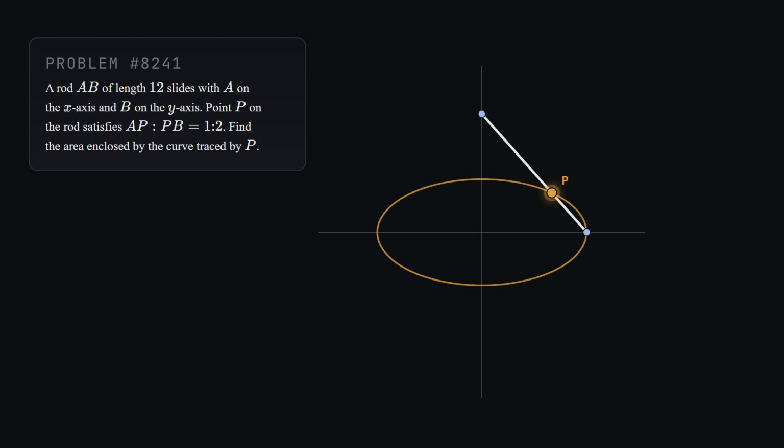Before doing anything, it's worth noticing what stays fixed while the rod moves. The two ends are always exactly 12 apart, one on each axis. That's the one thing that never changes here. When I'm faced with a problem like this, I usually start with the easiest point on the rod, the midpoint.